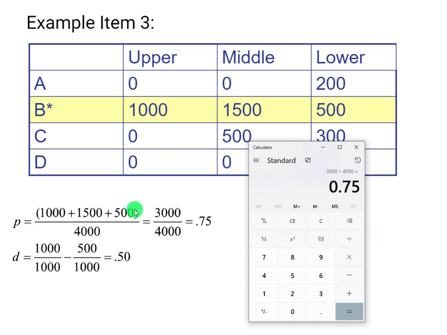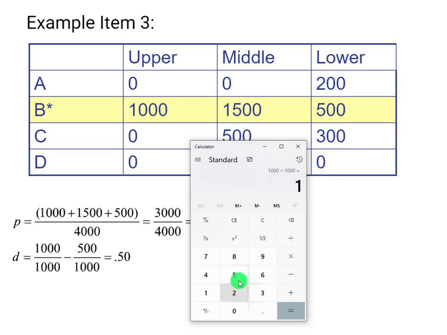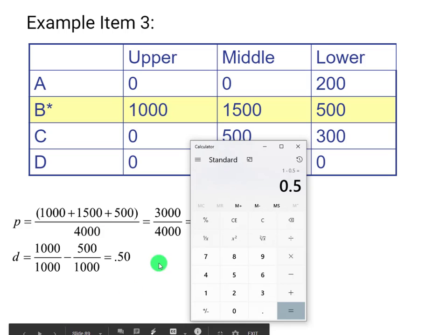Okay. Here all of my upper group got the answer correct. So that's 1,000 divided by 1,000, which is just going to be 1.0, right? And half of the lower group got the answer correct. So that's going to be 500 divided by 1,000. It's going to be 0.5, right? So if I take 1 minus 0.5 to get my discrimination, I get a positive discrimination of 0.5. So positive discrimination, good. Moderately easy, okay.